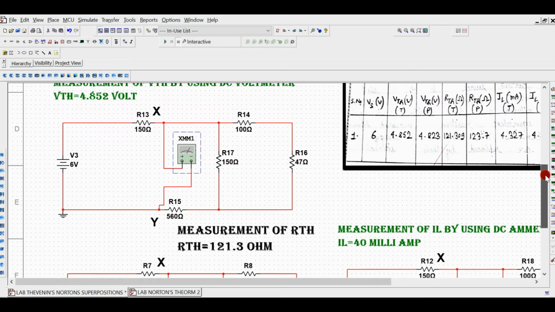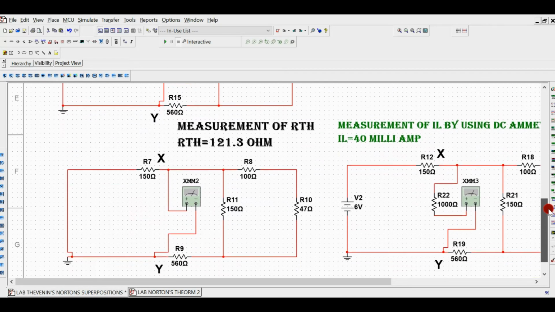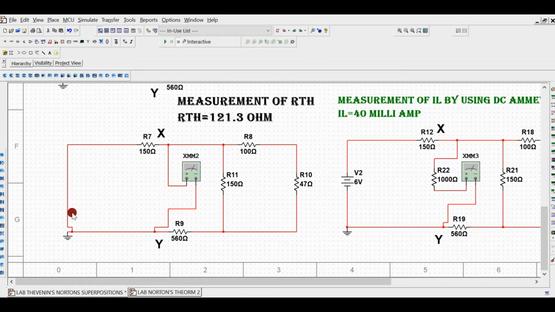Again, we move to the other circuit, where RTH is to be measured. You already know what to do here: replace all the voltage sources with a short circuit. So here we have short-circuited the battery. We have already removed the voltage source which was connected between these terminals and replaced it with a short circuit. There was only one voltage source, so there will be only one short circuit across this terminal.